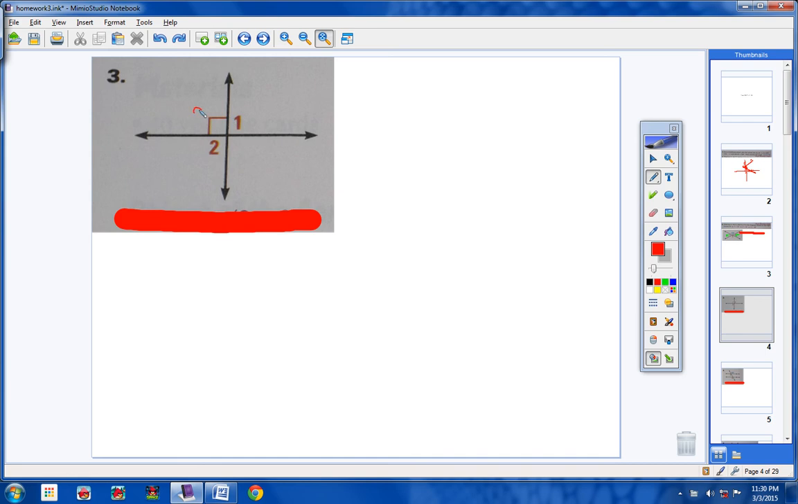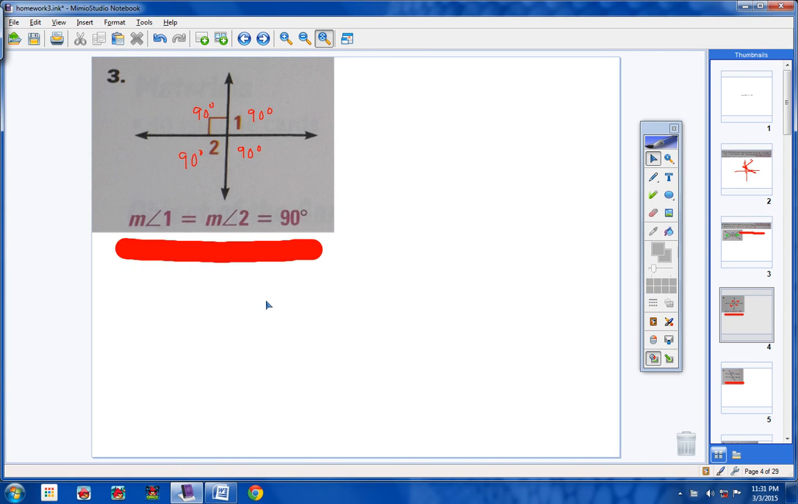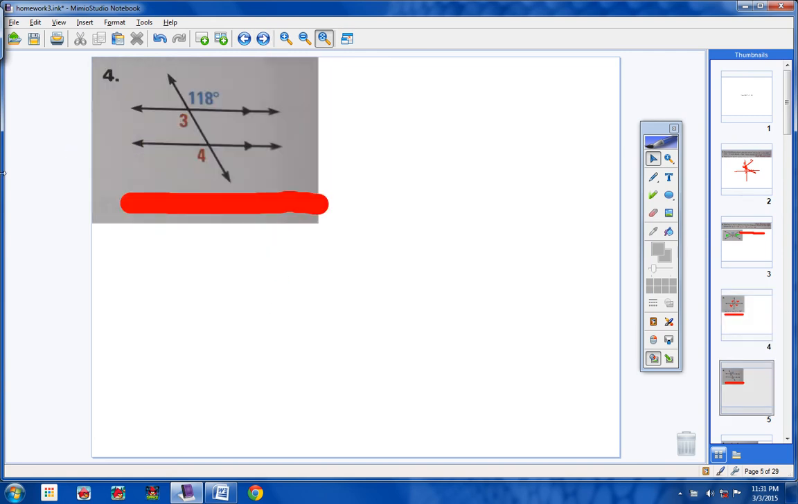So this angle here is 90. This angle here is 90. This angle here is 90. And this angle here is 90. So the measure of angles 1 and 2 are 90 degrees. Pretty simple. Okay, moving on to number 4.